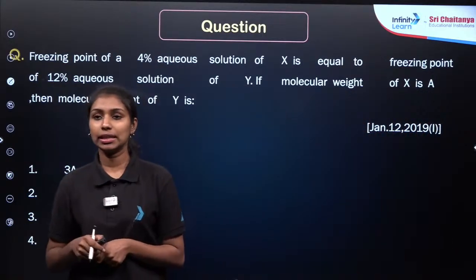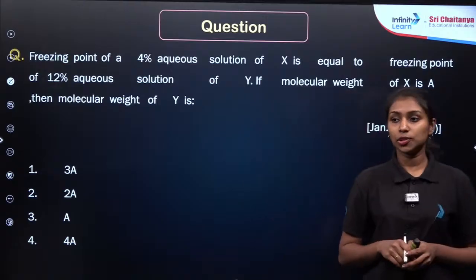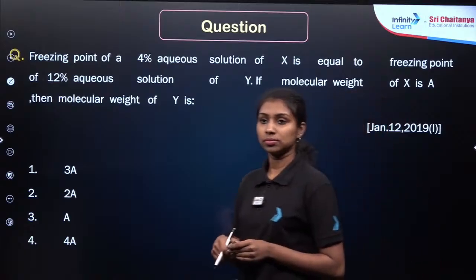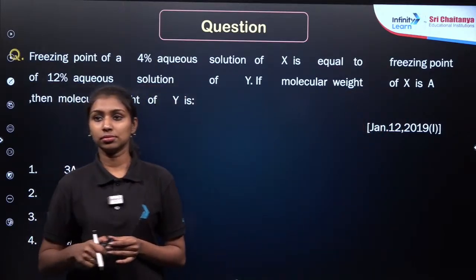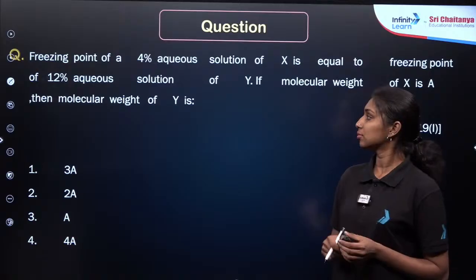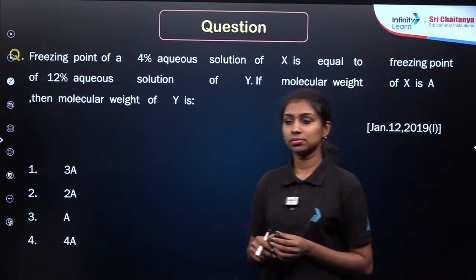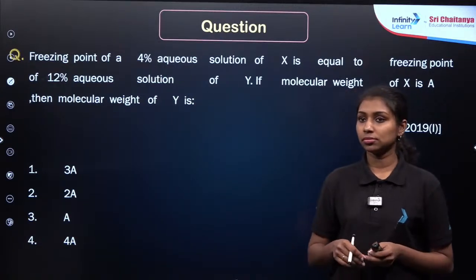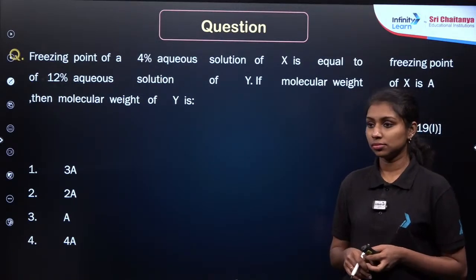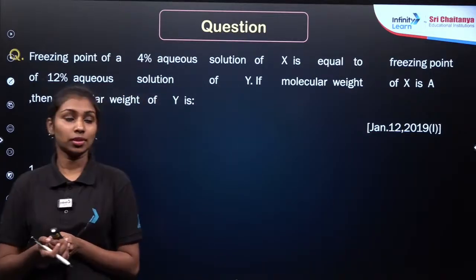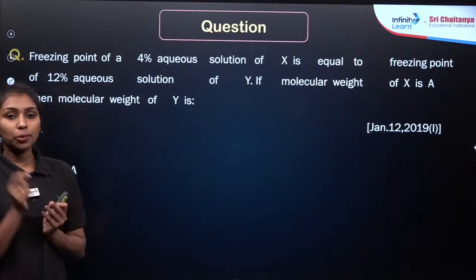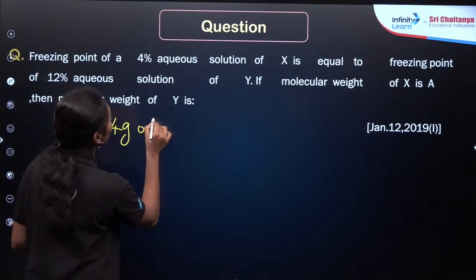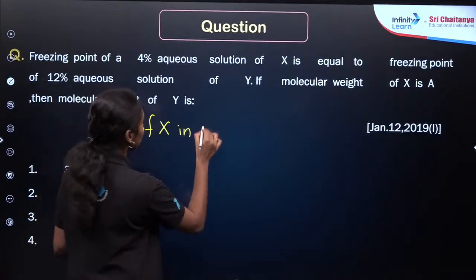Try to solve the problem. Now let me know the answer in the comments. Two solutions are given. Okay, freezing point of a 4% aqueous solution, right? 4% of aqueous solution. What do you mean by 4% here? 4 gram of X in 100 gram of solution, right?